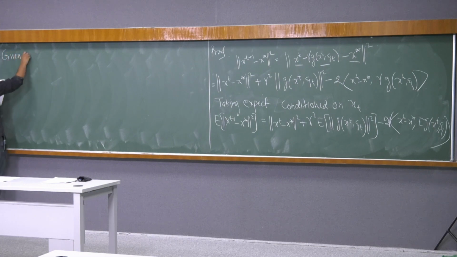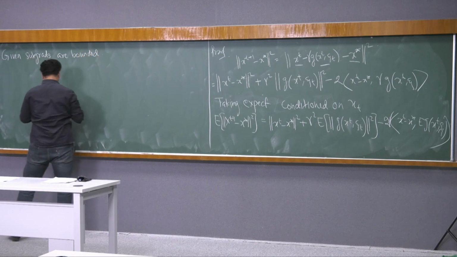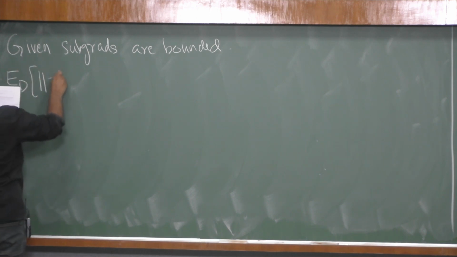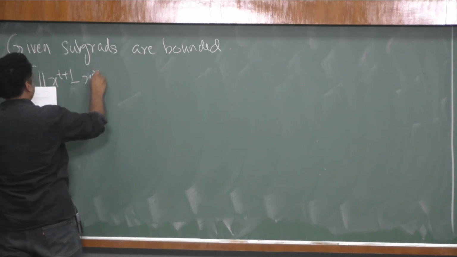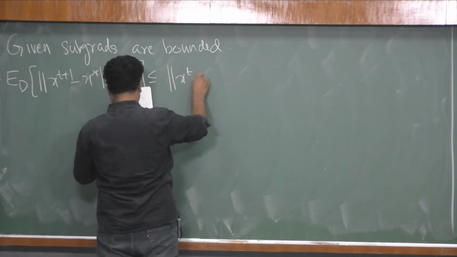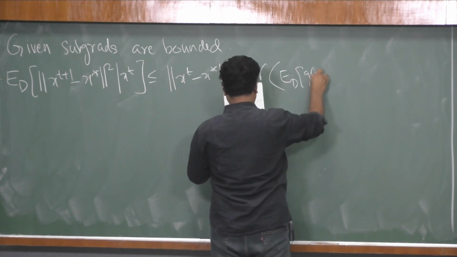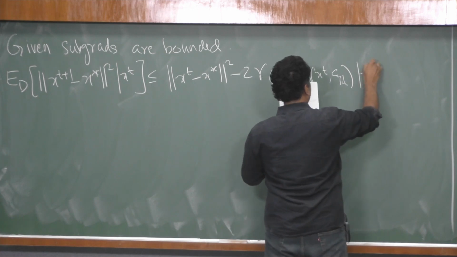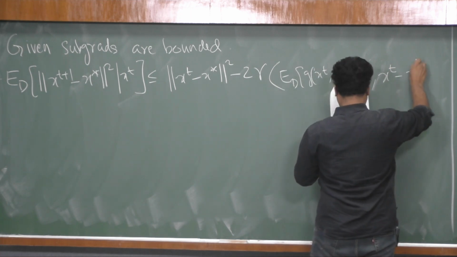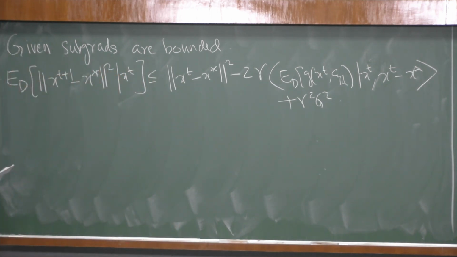Given subgradients are bounded, this immediately implies that our left hand side, so in this case we copy it again, xt plus 1 minus x star whole square, and all this is conditioned on xt, is less than equal to the bound. So the last term denotes that bound.